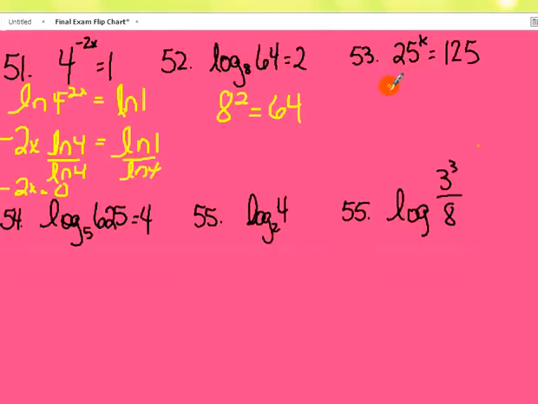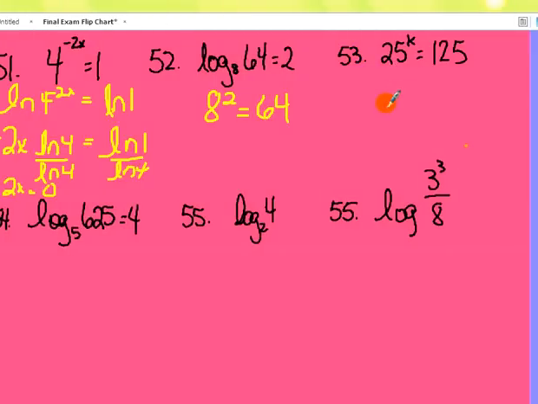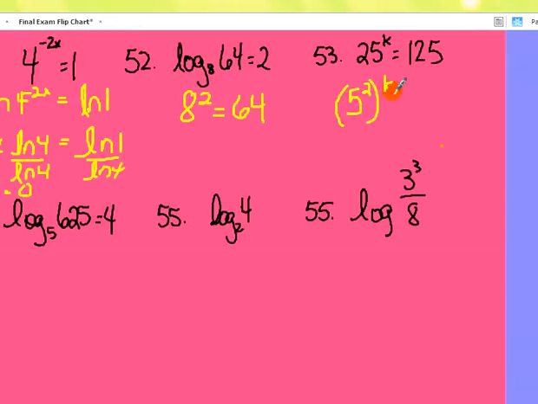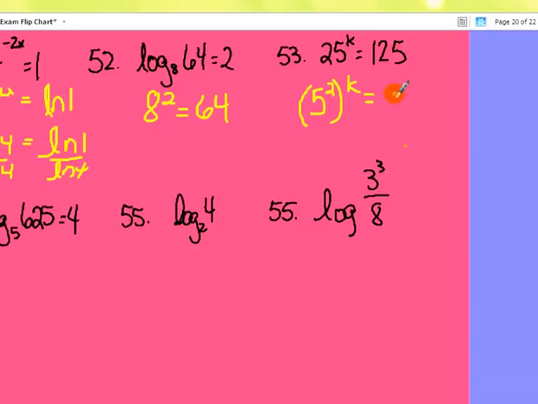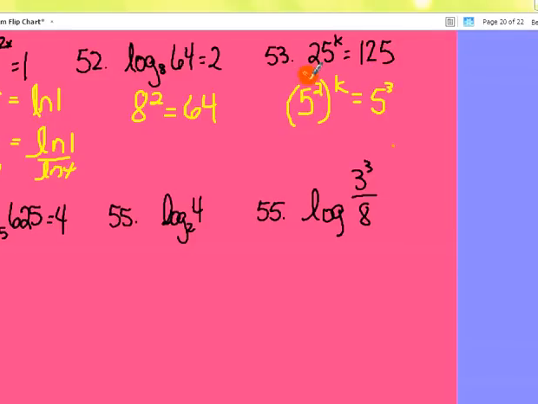53, we're going to solve this one. A couple ways we can do this. You could do it like I did 51. But there's probably a better way than that. If I take 25 and change it to 5 squared, and I take 125 and change that to 5 cubed, then I get 5 to the 2k is equal to 5 cubed.